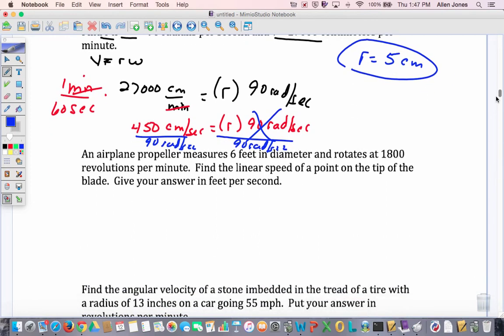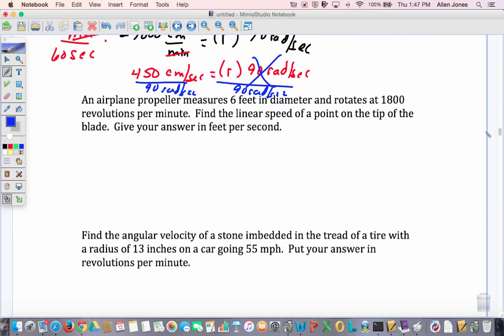A couple more here. This time, or these next few, we're going to have to identify our variables rather than have them identified for us. Airplane propeller measures 6 feet in diameter and rotates at 1,800 revolutions per minute. Find the linear speed of a point on the tip of the blade.